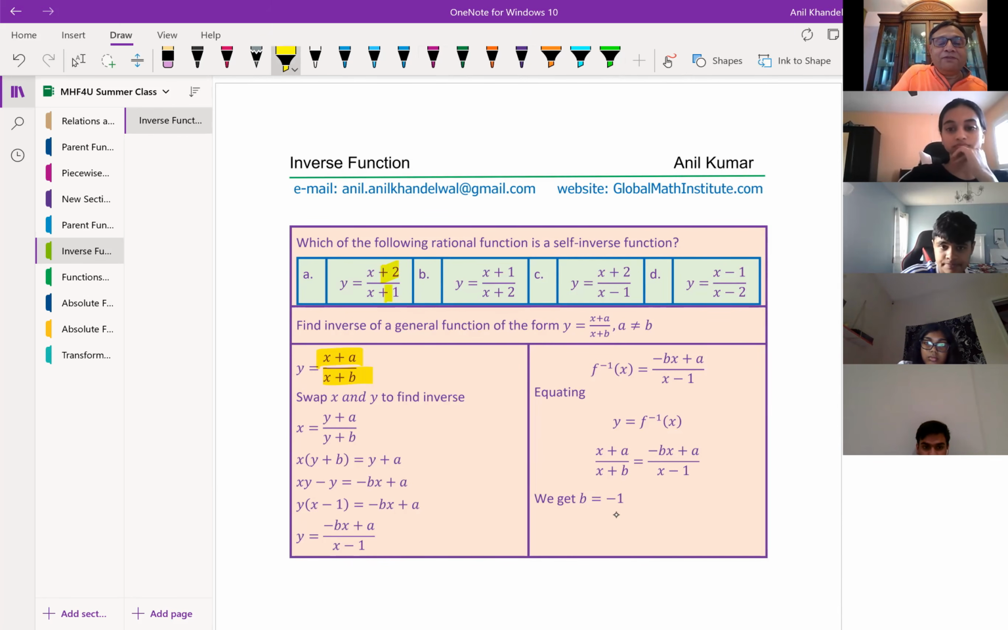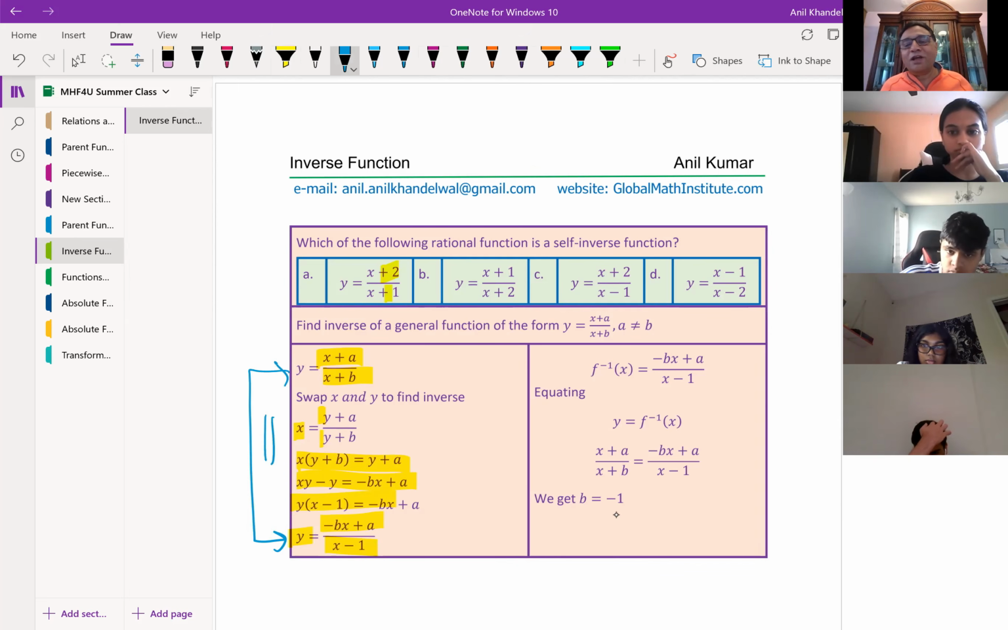So I will just swap x and y values, cross multiply, simplify, and I get y equals minus bx plus a over x minus a. Is that clear to you? Now compare these two equations. I want them to be the same. How can they be equal? Minus b times x. So b should be minus 1. Only then it will be x plus a, correct? And that works. So b equals minus 1 works.